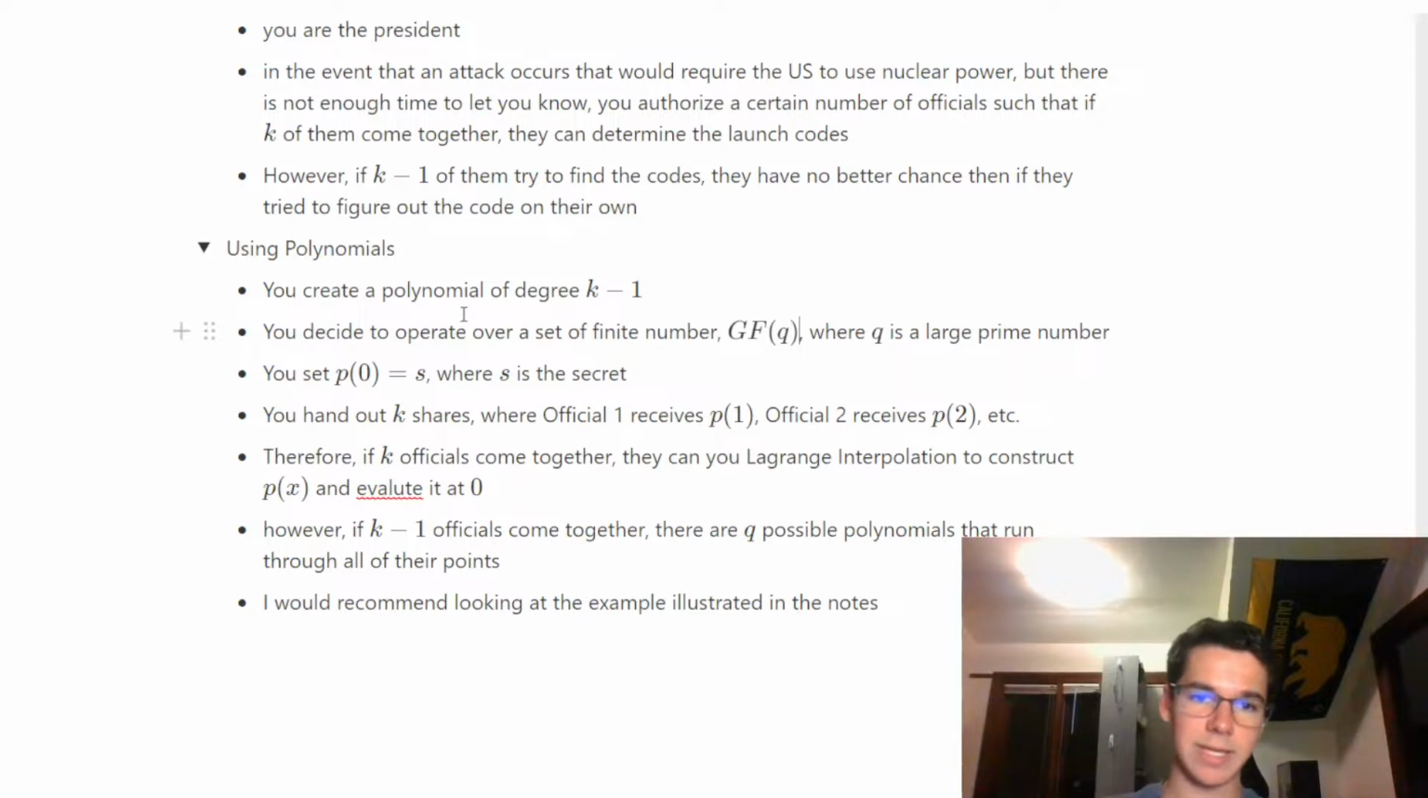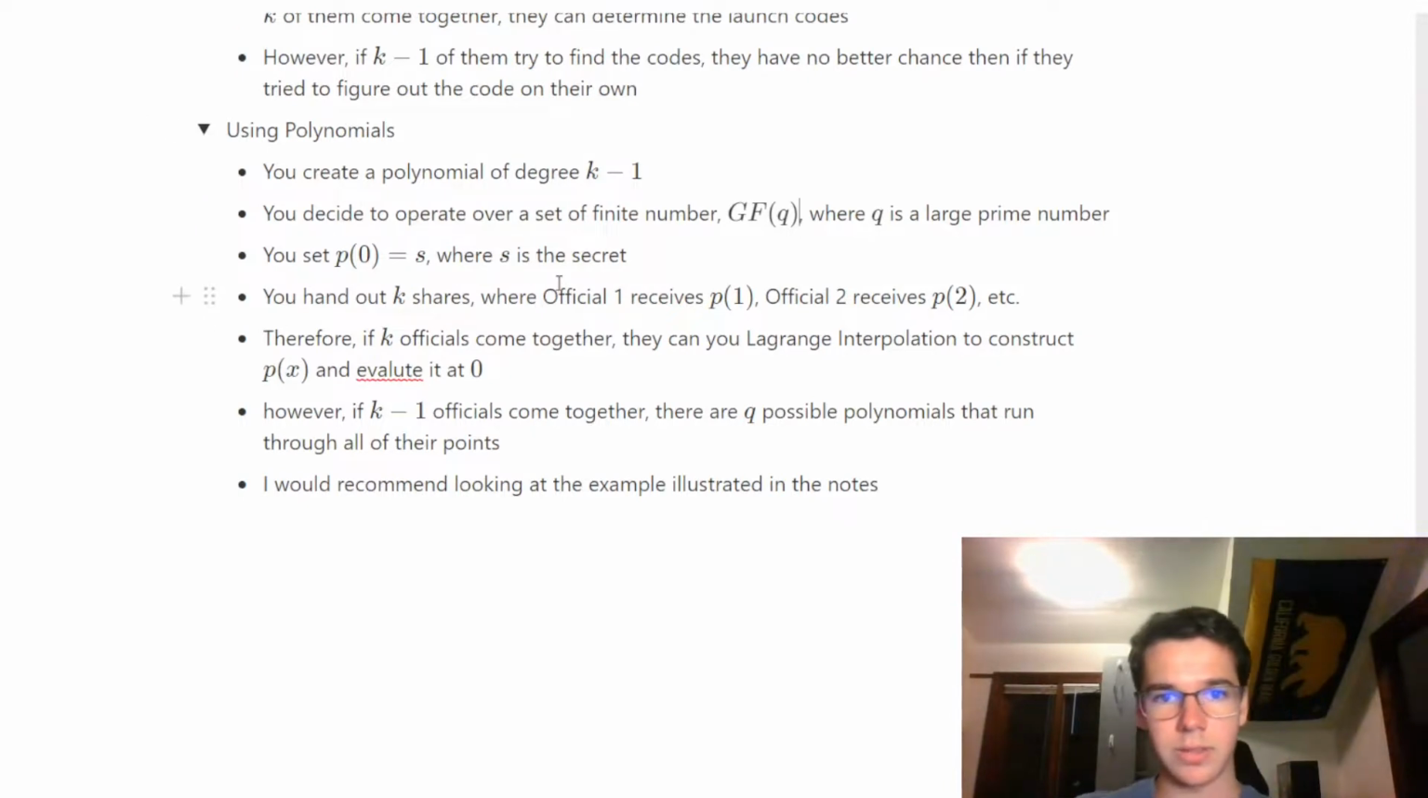So we know that we have to give out k shares in order to create a polynomial of degree k minus 1. So what we're going to do is hand out k of those shares to k officials. And what that's going to look like is p evaluated at 1 is going to be handed to official 1. P evaluated at 2 is going to be handed to official 2, and so on. So P of k will be handed out to official k. So in that case, if k officials come together, then they can use Lagrange interpolation to construct P of x and evaluate it at 0.